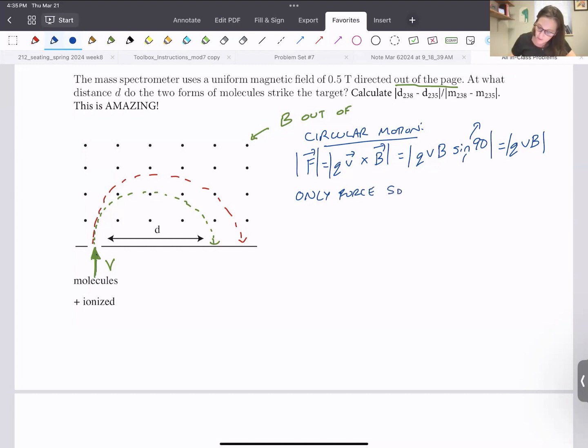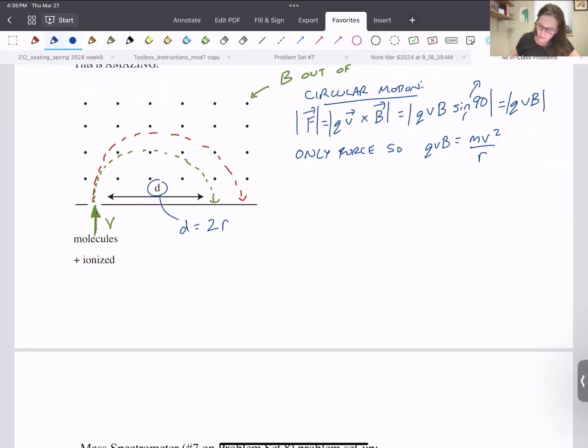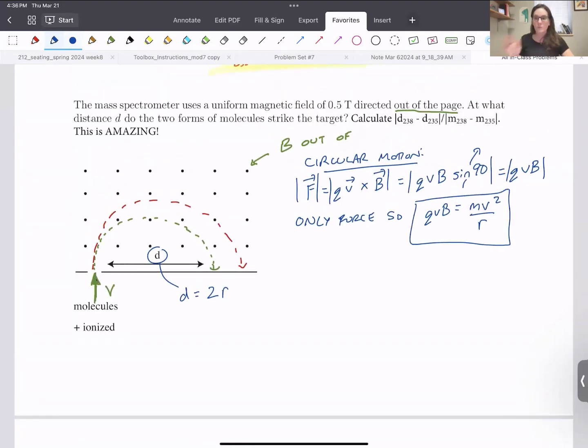So what I do is I say that qvB equals my centripetal acceleration times my mass, ma, which is mv squared over r. And the r is actually what we want to find, because where they're going to hit is twice that, the diameter of these circles. So over here, d is equal to 2 times r. So now this is my fundamental circular motion equation, which you've seen in the videos.